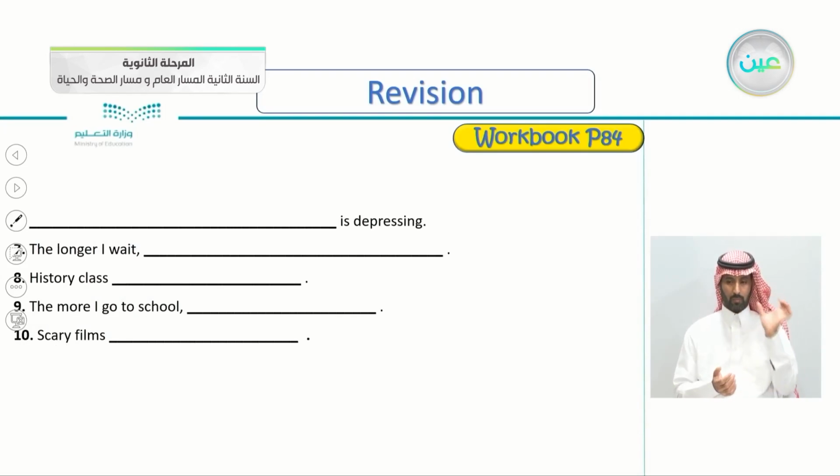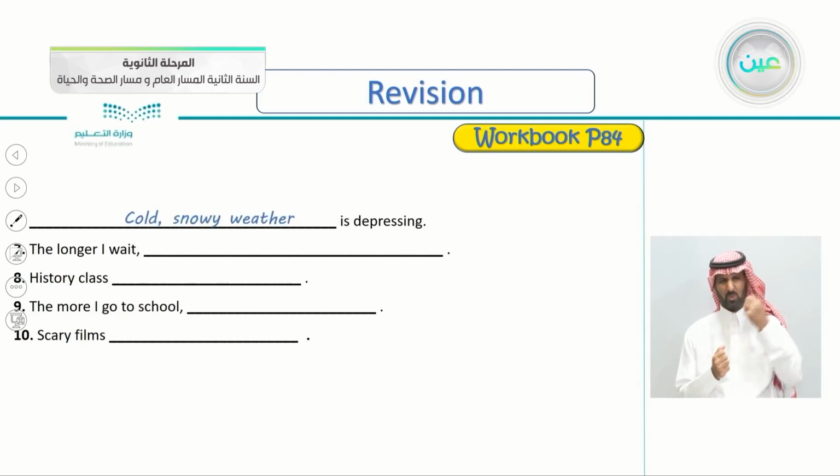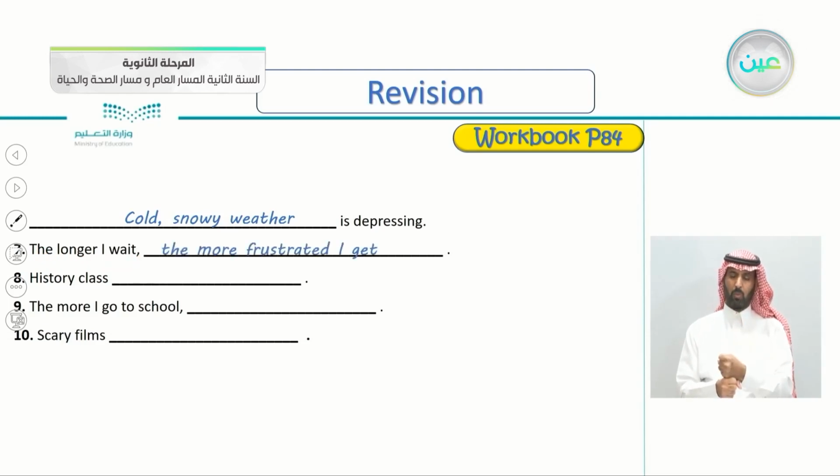Number 6 here is depressing. What is this depressing? Number 6, cold, snowy weather is depressing. If you remember from the conversation lesson, the longer I wait, this is the comparative, of course. The longer I wait, so the more frustrated I get. The longer I wait, the more frustrated I get.